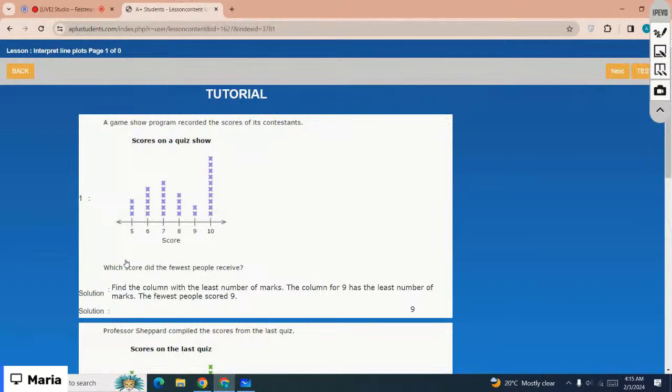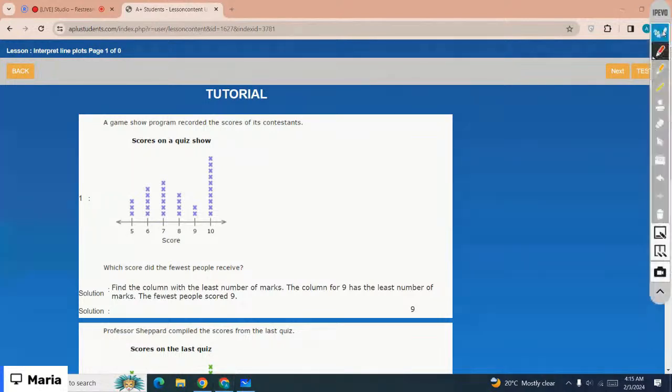What score did the fewest people receive? You have to see the score the fewest people received, right? So on the x-axis, you are given just the score. This is the score, and the cross represents the number of people, right? You have to see which score the fewest people got. So you need to find the value that has the fewest crosses.